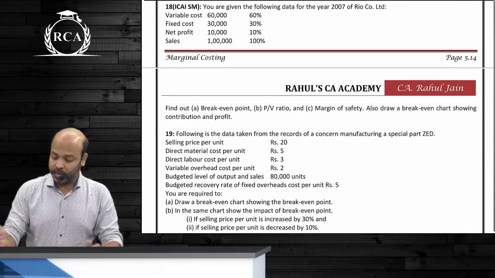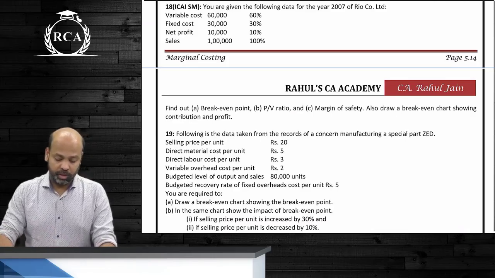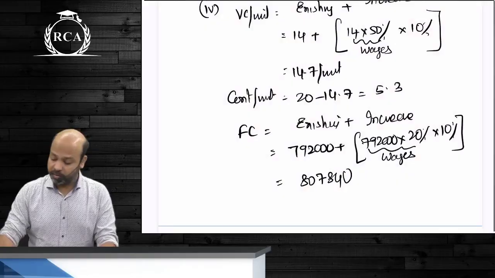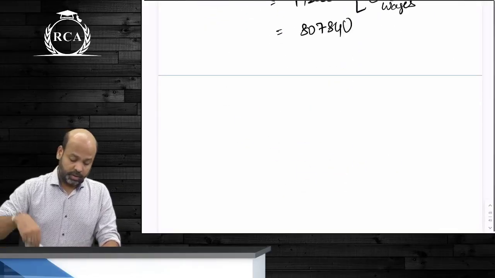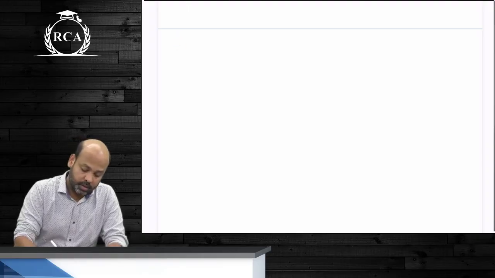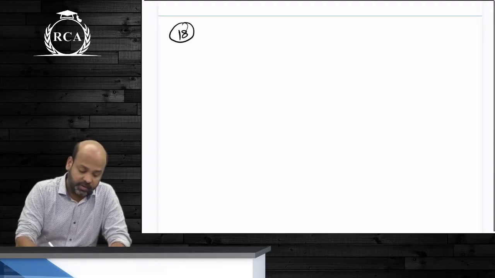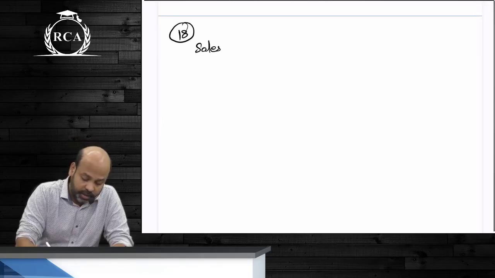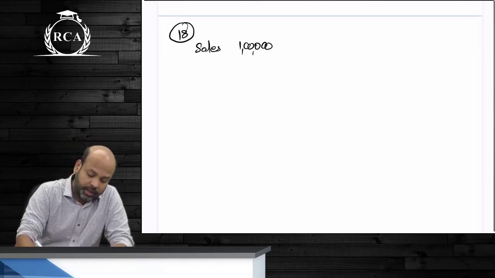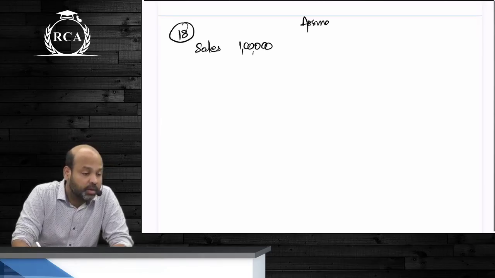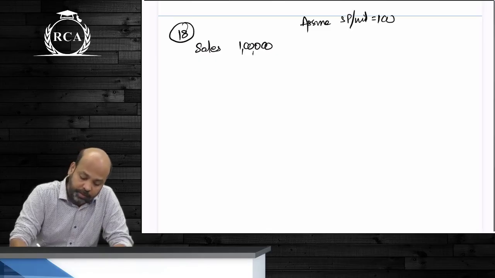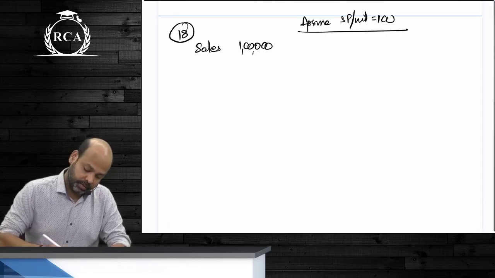We can all compute the amount of break-even point, PV ratio and margin of safety, guys, using the given details here. Question number 18. The total amount of sales given, guys, is how much? 1 lakh. I'm assuming that the selling price per unit beta is 100. Assume selling price per unit is 100, guys.